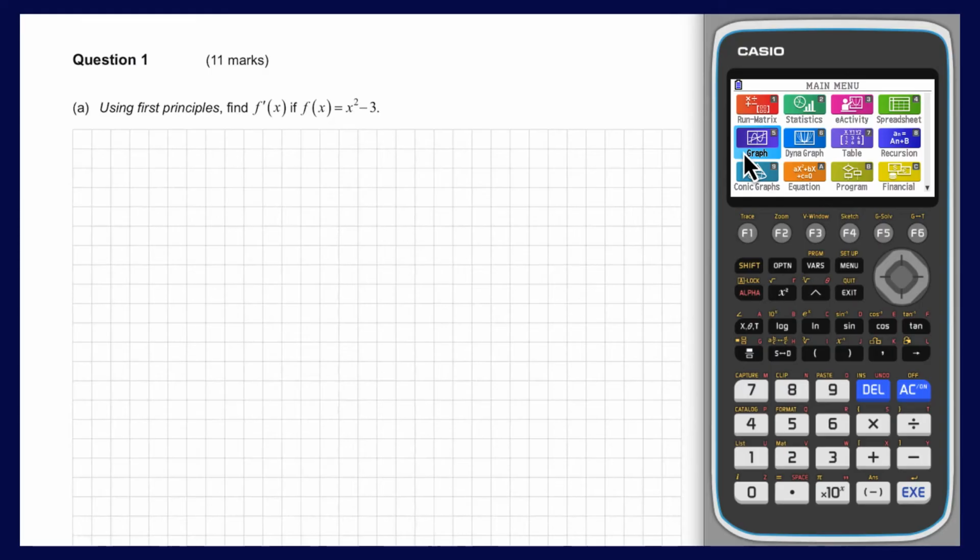Looking at question 1 part A, we see some first principles. That's a little unusual to see so early in the paper, but it is a relatively straightforward question, so hopefully hasn't caused anyone too many problems.